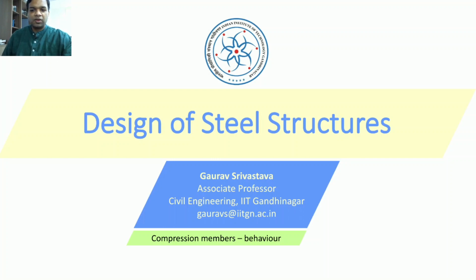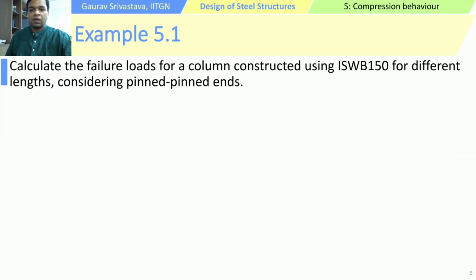Hello. In the previous session, we have seen how the two different failure modes can be triggered for a column depending on the slenderness ratio. So, in this session, we will begin to quantify these effects and we will see how to calculate under what conditions which failure limit state will be triggered. Let's begin by considering an example.